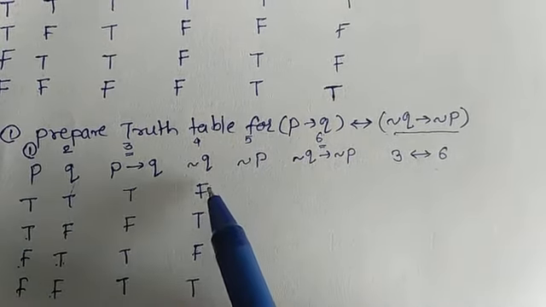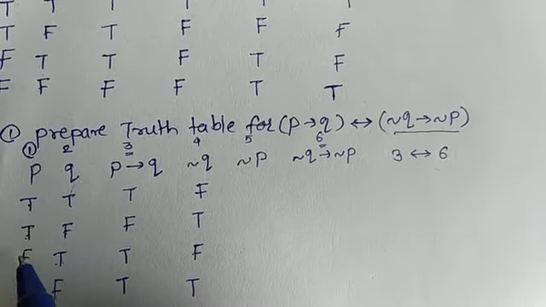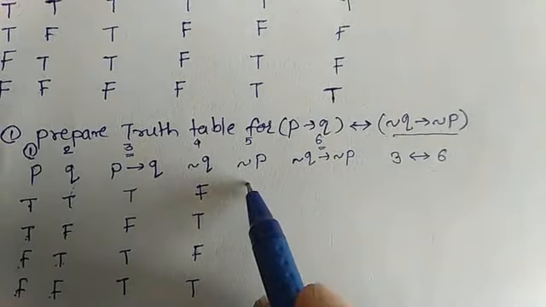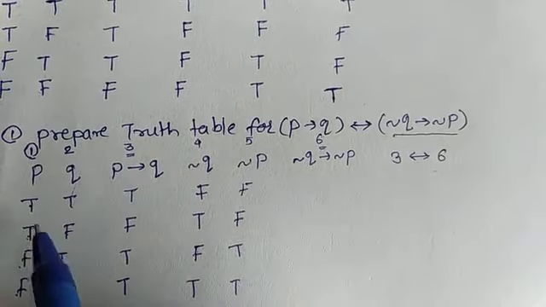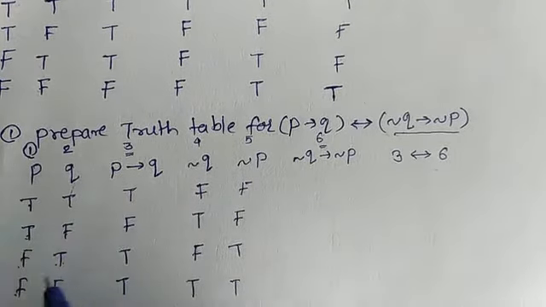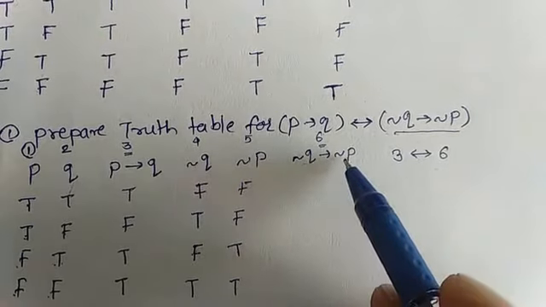Okay, so our negation Q will be false, true, false, true, and negation P will be true, true, false, false. Then its opposite is false, false, true, true. True becomes false, true becomes false, false becomes true. Now you have to find negation Q implies negation P.